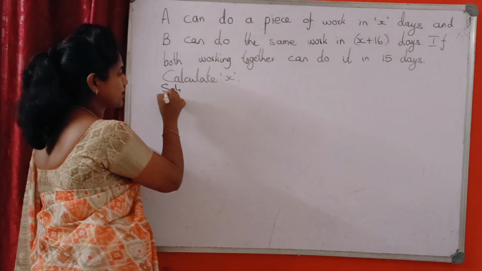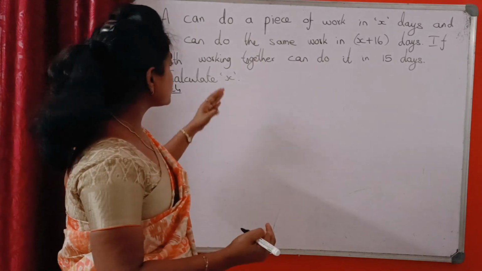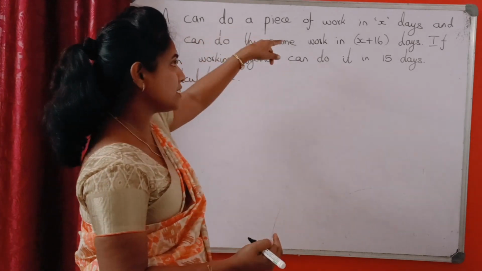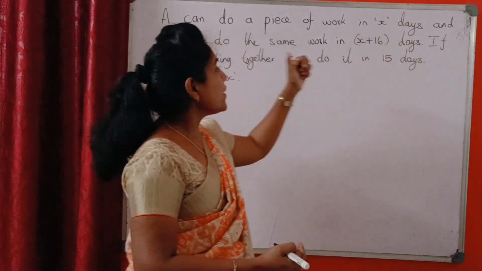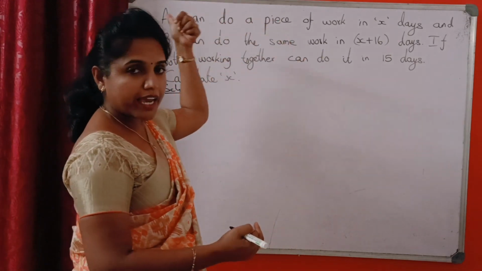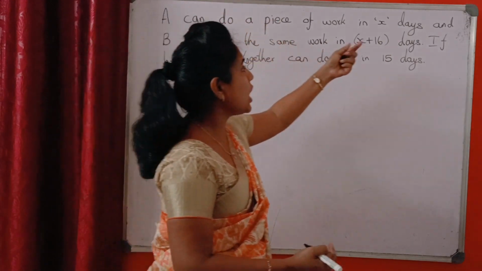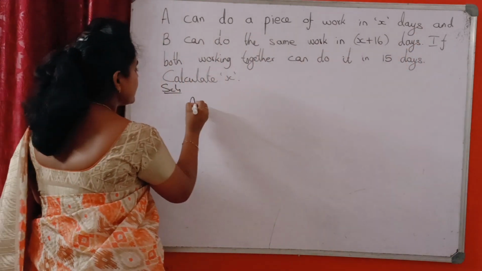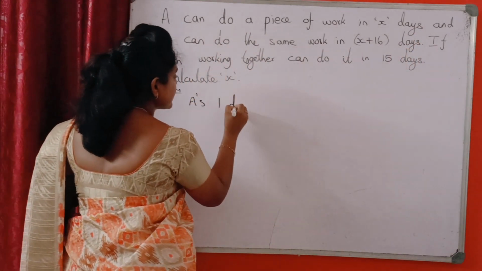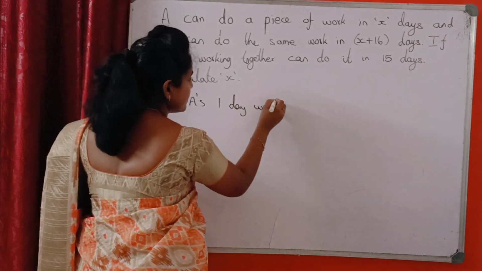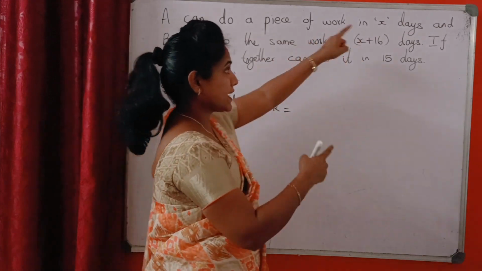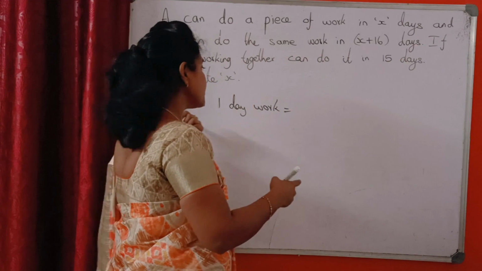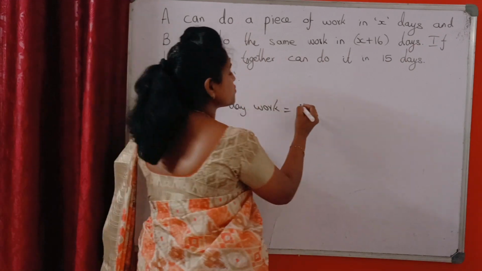First we have to form the quadratic equation, right? So first, read the question. A can do the piece of work in X days. So A's time is given. A can do the work in how many days? X days. So that is the time. Therefore, A's 1 day work. Here, time is given, X days. Therefore, A's 1 day work is 1 by X.